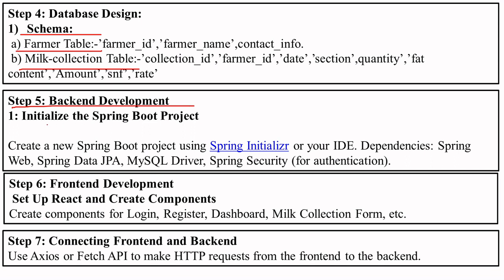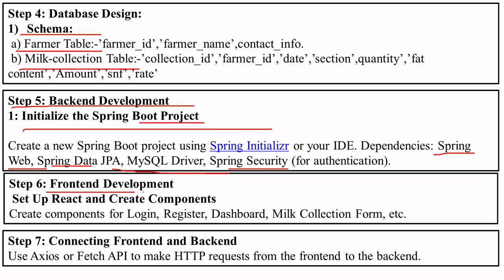In backend development, we have to create a Spring Boot project, and depending on our project, we add dependencies like Spring Web, Spring Data JPA, MySQL driver, and Spring Security for authentication. After creating this project, we have to create REST APIs in it.